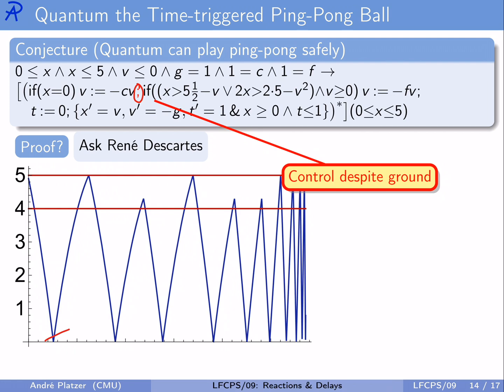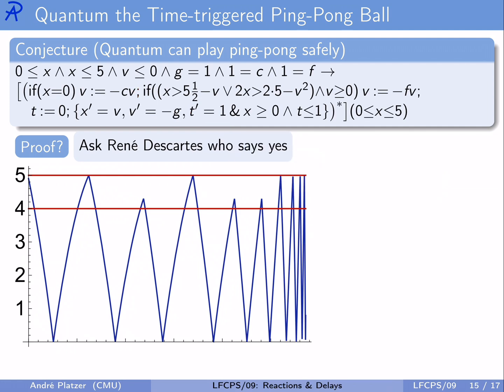Good. That was a pretty harmless change of the hybrid program. I guess now we're safe and happy. If we ask René Descartes and his Cartesian Demon for help, they agree with us. They say, yes, indeed, this conjecture is a valid formula of differential dynamic logic. It is actually true. Yippee, yay, we've got a safe system. We should relax and walk away and feel very good about it.